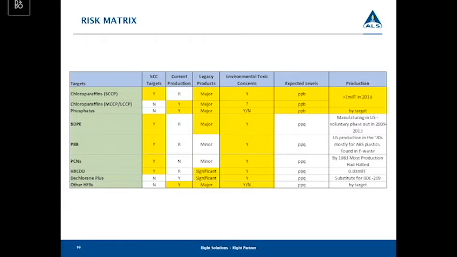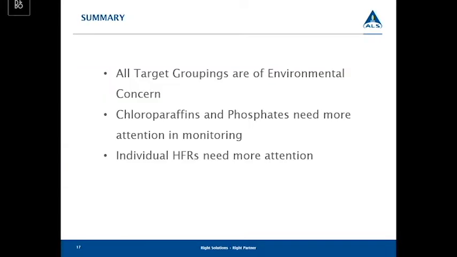Expected levels, of course, are important, where a lot of them are in the ppq levels. But on the chlorinated paraffins and the phosphates, you're looking at ppb levels in the environment. So that was the basis where I came up with my personal perspective on where I think things need to be going as far as the future is concerned and more monitoring. Summary: all target groups are of environmental concern. Chloroparaffins, phosphates, and also halogenated flame retardants, in my judgment, need more attention and monitoring.